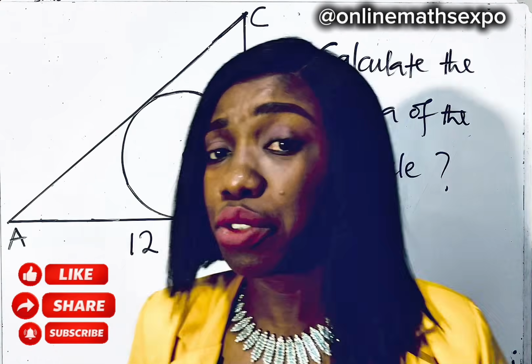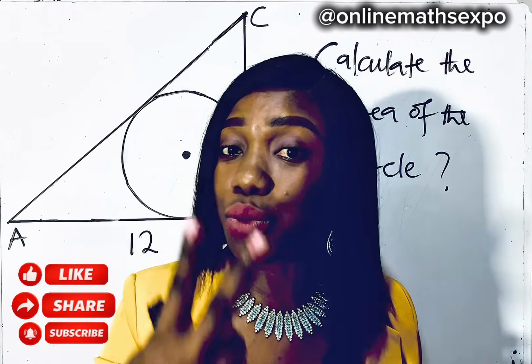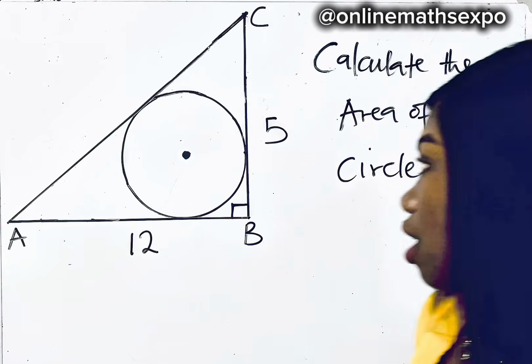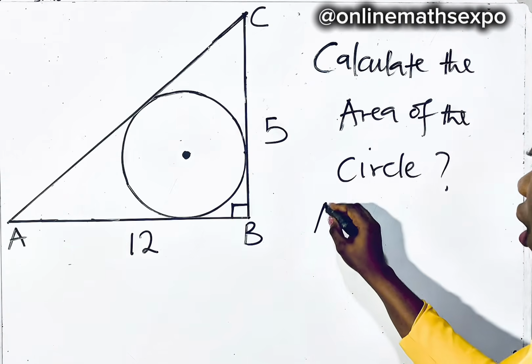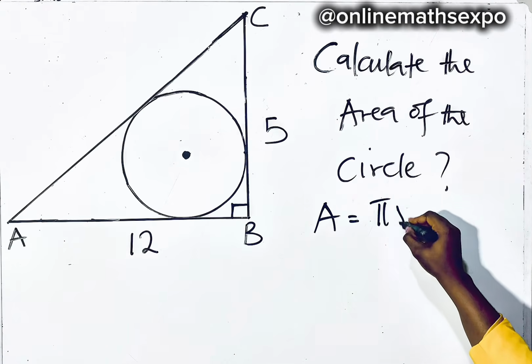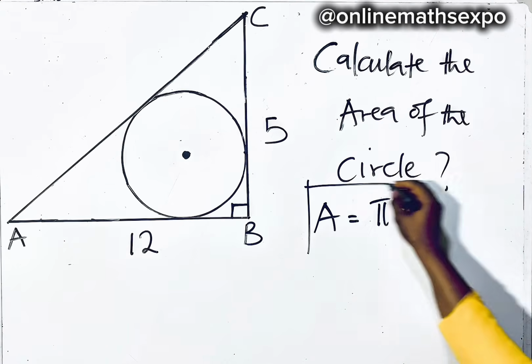Is this something you can do? Don't worry, I will show you two good ways you can use in answering this question. Let's go with it. Remember, for you to get the area of this circle, you need to use the formula pi r squared.